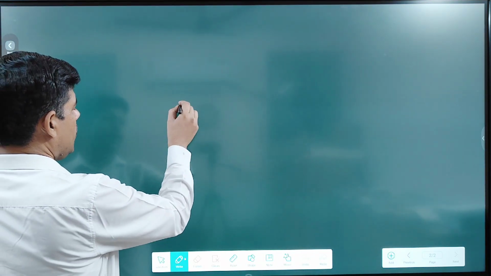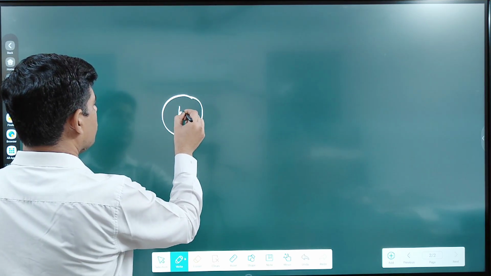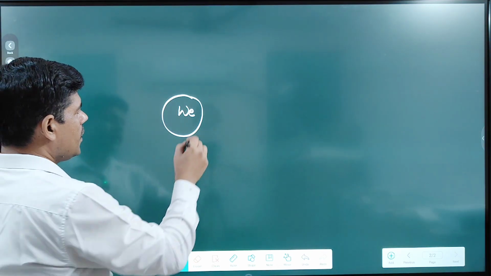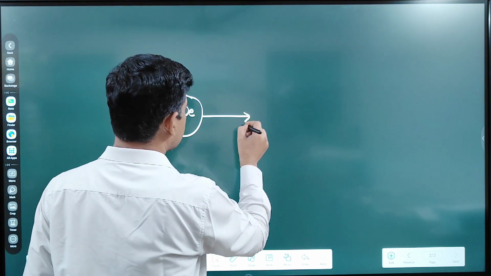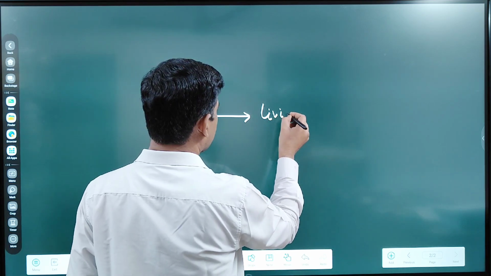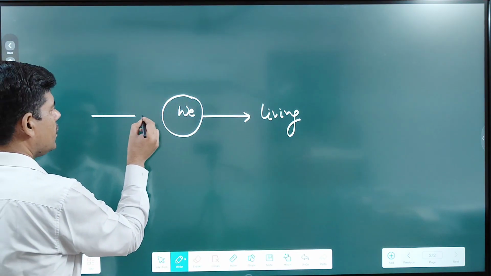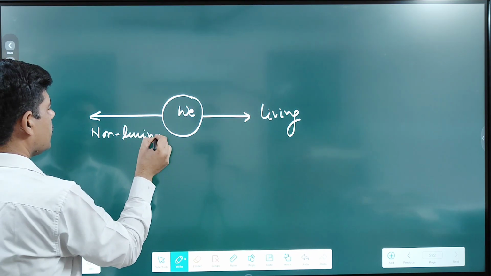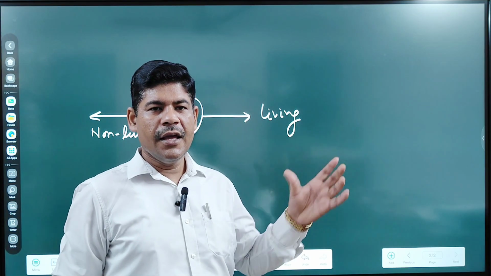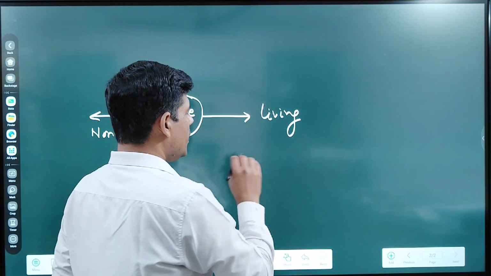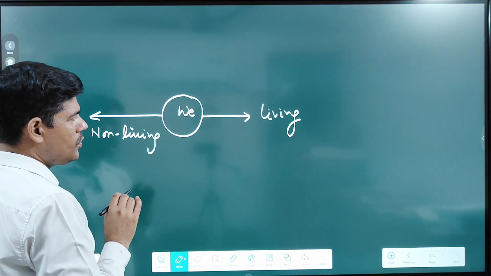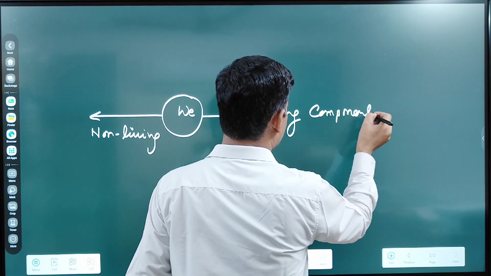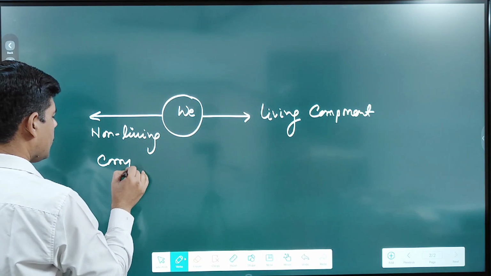So, if we are here, then this is surrounding. And there are two type of things around us: living and non-living. लिविंग नॉन लिविंग. एक में लाइफ है, एक में लाइफ नहीं है. लिविंग नॉन लिविंग. सो दिस इज कंपोनेंट. Component.